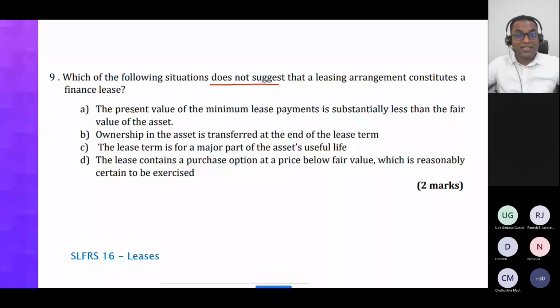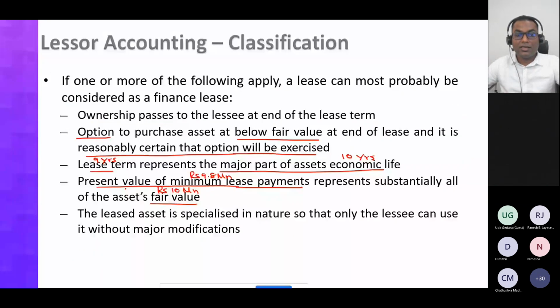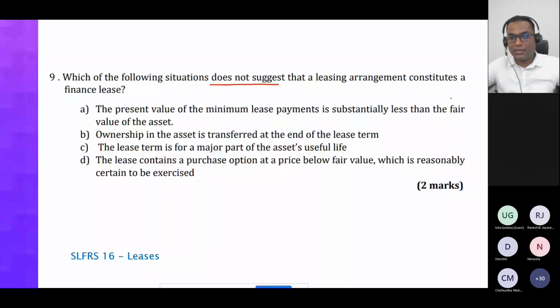Answer A. Present value of the minimum lease payments is substantially less than the value of the asset. What do you say? To become a finance lease, if you look at the 4th point, present value of the lease payments should represent substantially the value of the asset. For example, let's say fair value of the asset is 10 million, but if you calculate the present value of the lease payments that is about, let's say 5 million. That is not a substantial amount of the value of the asset. So then it's not a finance lease, actually, it's an operating lease.